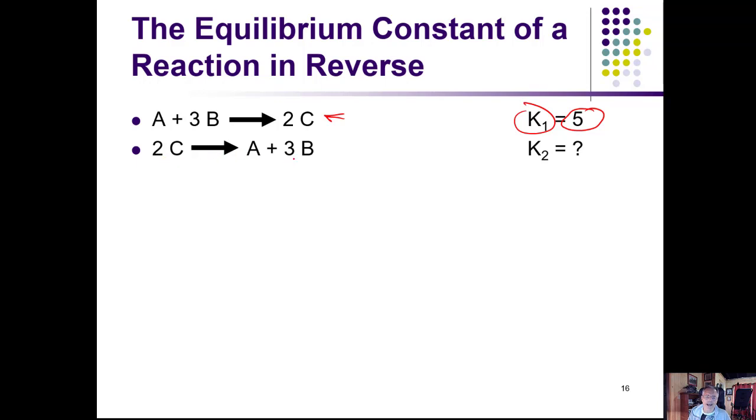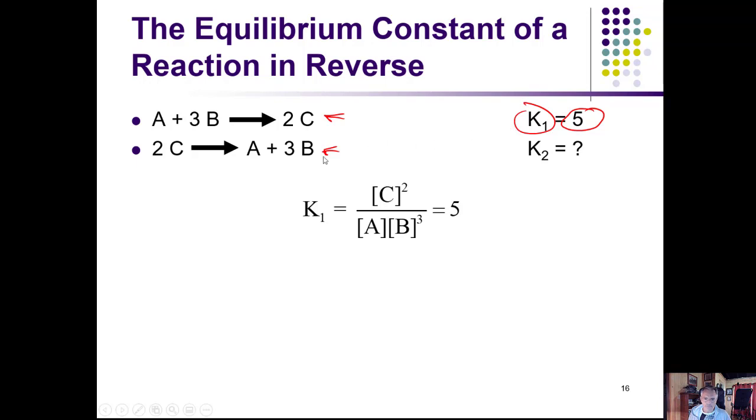Now, here's what we did. We reversed the reaction. So all I did was I took 2C and I made it the reactant, and I made A and 3B the products in this subsequent reaction. So can we tell what K2, the equilibrium constant for the second reaction, is if we know what K1 is? And the answer is yes.